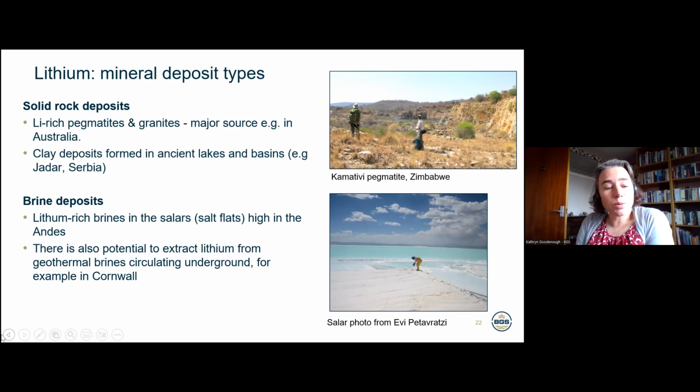But the other type of lithium deposit, and the one that most people have heard of, is lithium brines. And principally, we have a lot of the world's lithium coming from the salars or salt flats high in the Andes, where the brines are lithium rich, and as those lakes dry out by evaporation, you concentrate the lithium in salts that are deposited within the salt flat. There's also potential to get lithium out of similar brines that just circulate actually in fractures in the rock. For example, in the UK, we have exploration for these kind of lithium brines in Cornwall.